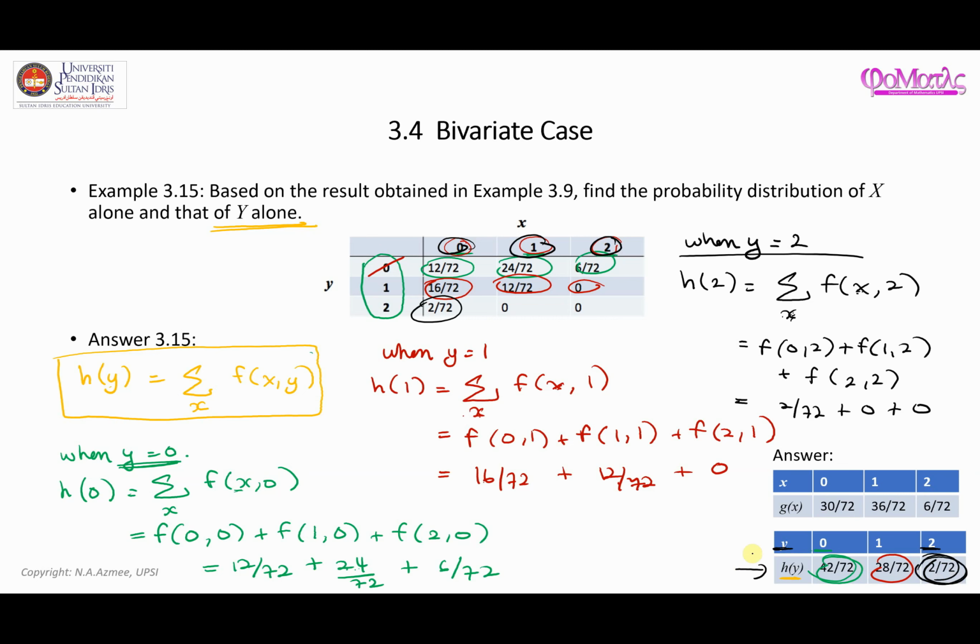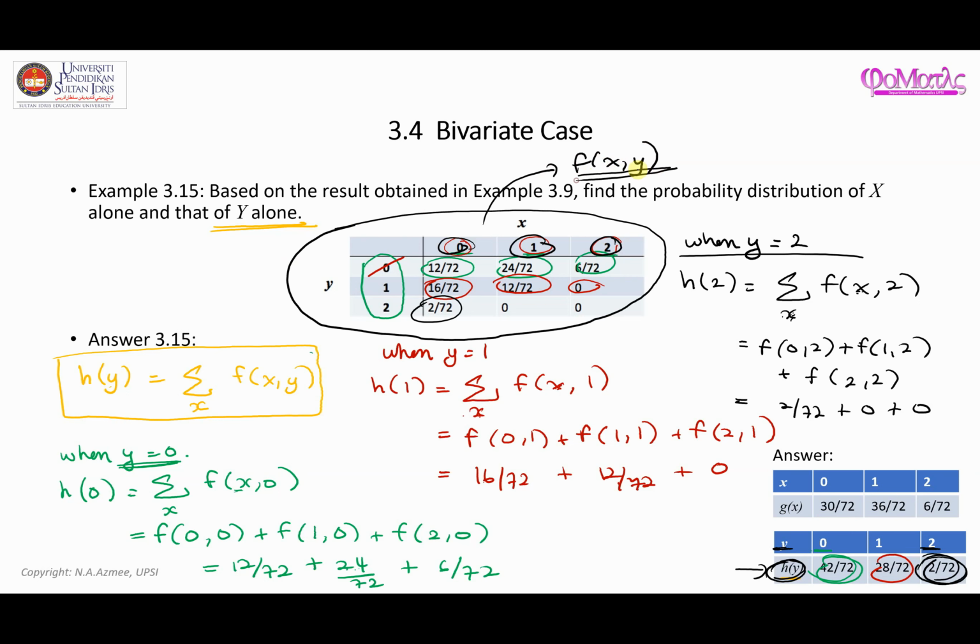And hy right here is what we call the marginal distribution for y. You have seen that what we have done is separate what is originally fxy. This table here is the combination of x and y, and we have separated those results into two different tables. This one is related to just x, and this is the marginal distribution for x, and this one is just related to y, and this is what we call the marginal distribution for y.